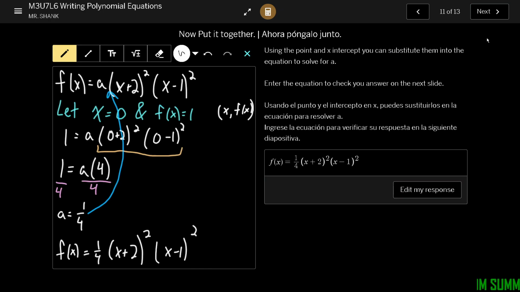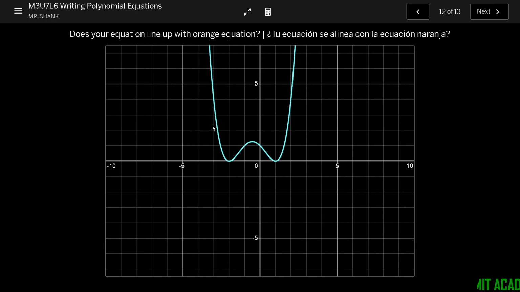So let's see on the next slide, does it look good? Yes, it does. I don't see any difference between the dashed equation and the solid equation.